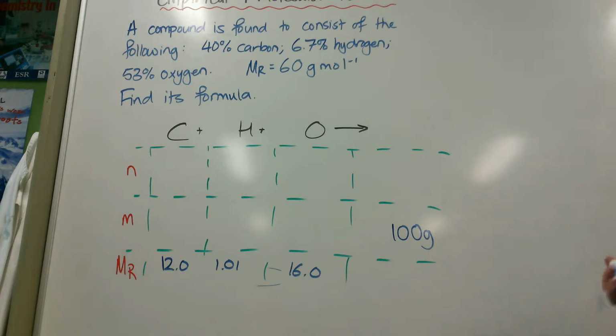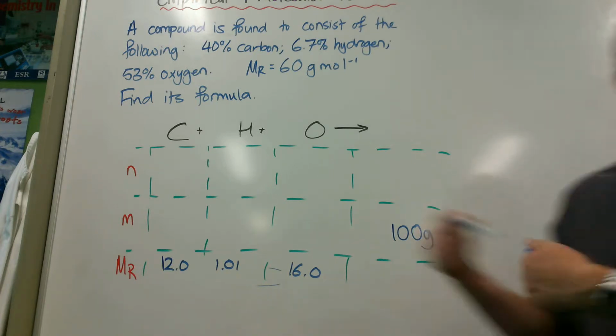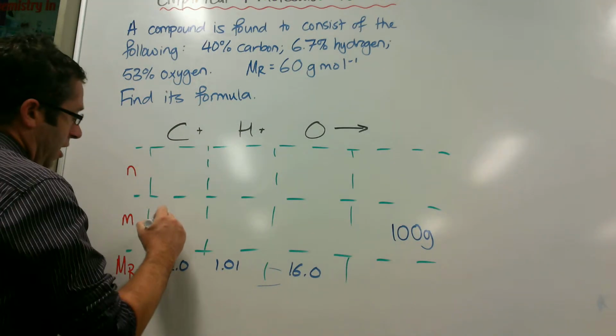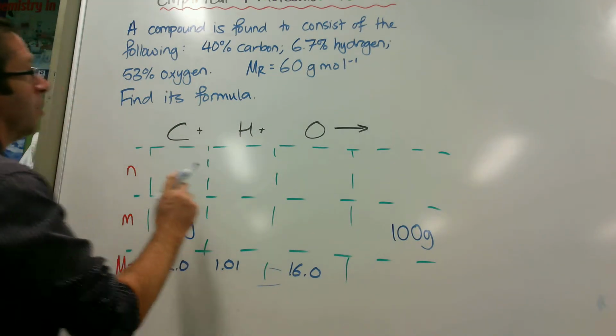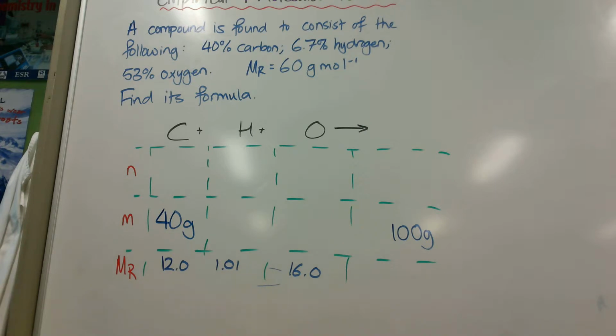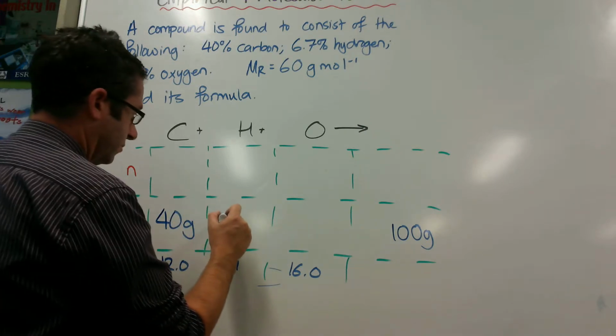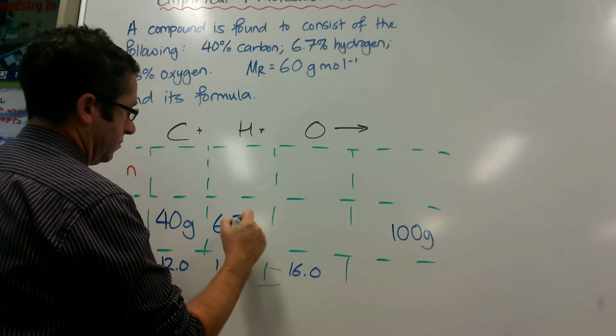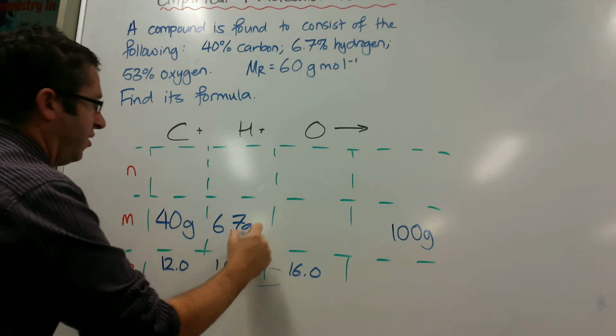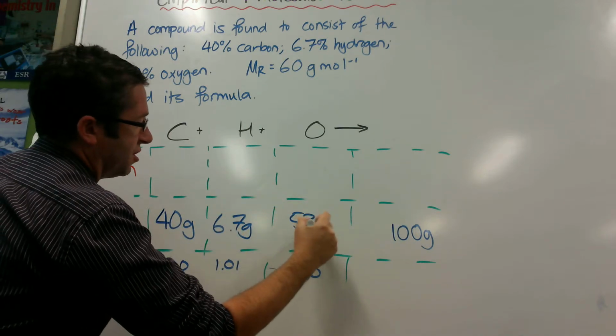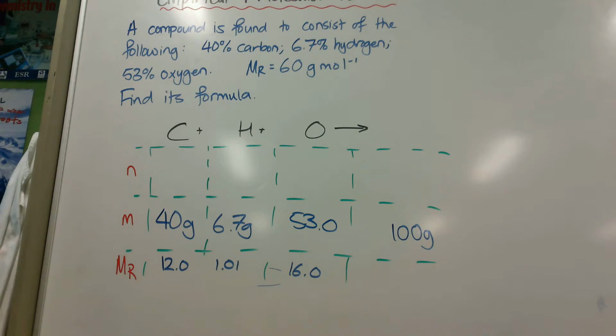If we had 100 grams, then 40 grams of it, 40% of it is carbon. So we put in 40 grams there. Seems a bit crazy, but we've only got 6.7 grams of hydrogen. And 53 grams of oxygen. Okay. Now we can actually work out the amount of each of them. So we'll have a go at that.